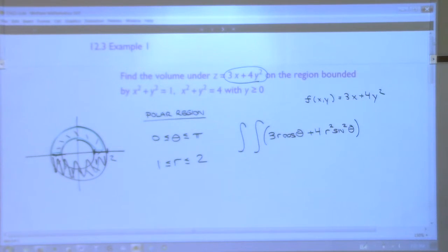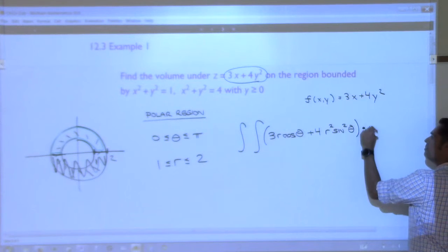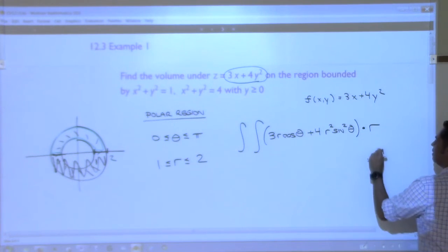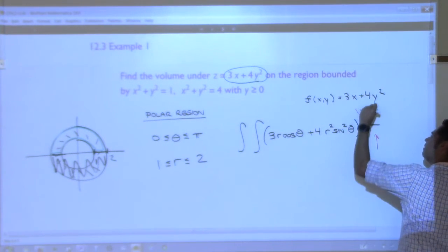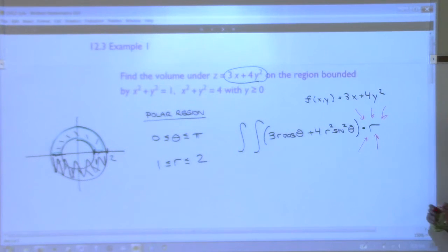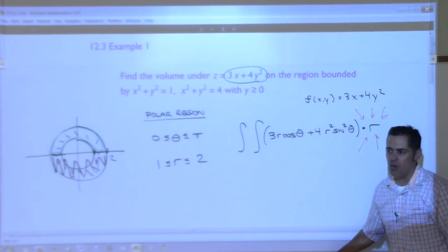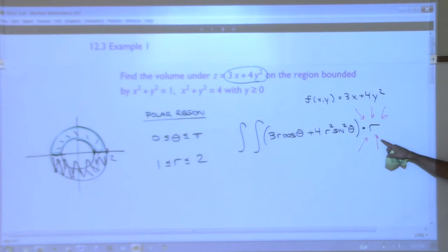Now what? R. This is where you have to put the r in. Right here, times r. Somebody's going to forget that, and if you forget it, it's all wrong. You've got to have an r in here.